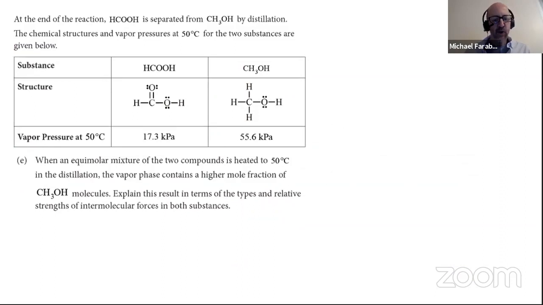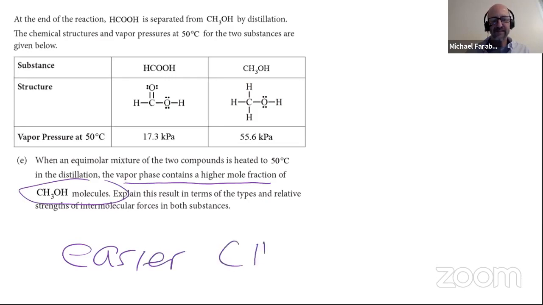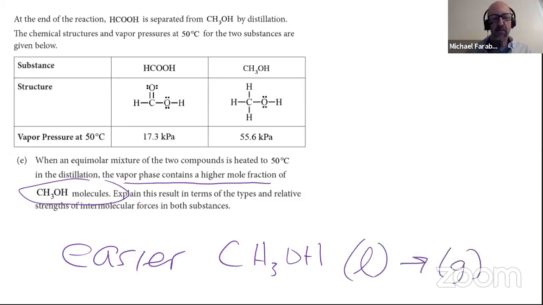All right, when an equimolar mixture of the two compounds is heated to 50 degrees Celsius in distillation, the vapor phase contains a higher mole fraction of CH3OH molecules. So that means that it's essentially easier for CH3OH to go from a liquid to a gas, given the higher mole fraction of molecules in the vapor phase, the gas phase.